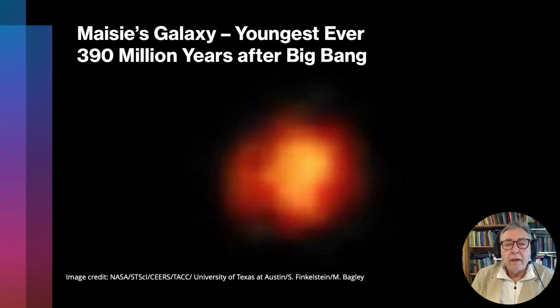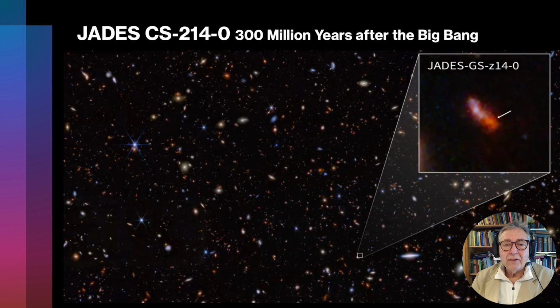Then, in 2023, Maisie's galaxy was imaged just 390 million years after the Big Bang. This galaxy was named after the discoverer's daughter and at the time was the oldest object ever seen. Surprises continued into 2024 with the JADES observing program that imaged this galaxy. It was younger than 300 million years old.